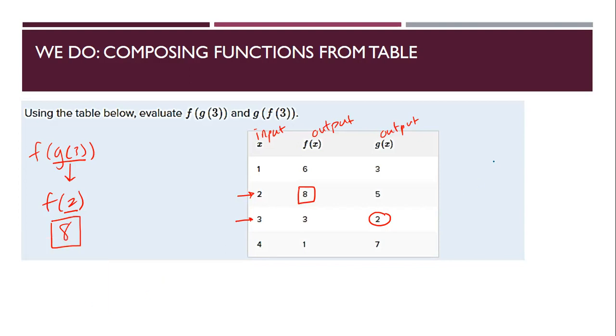Okay, I'm going to give you a moment to try. You're going to do g composed of f at 3. Remember, we're working from the inside out. So working from the inside out, what do you need to find first?